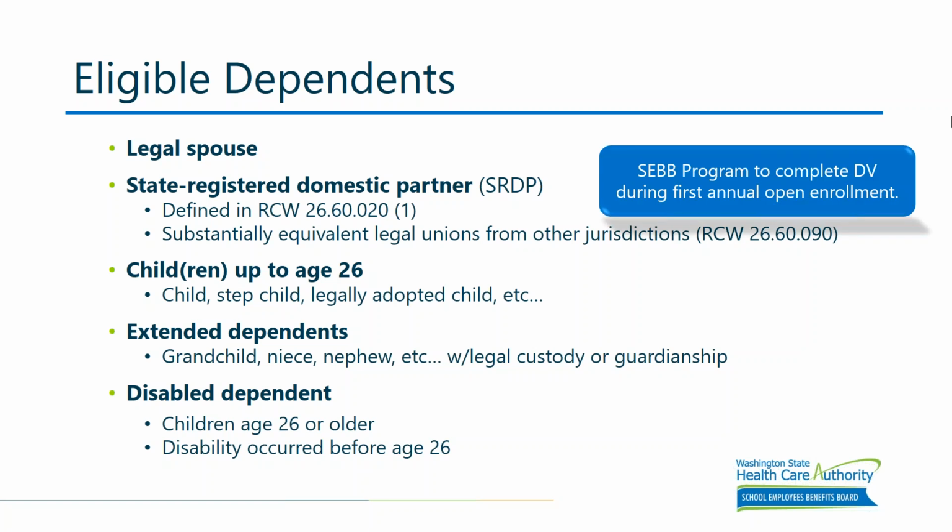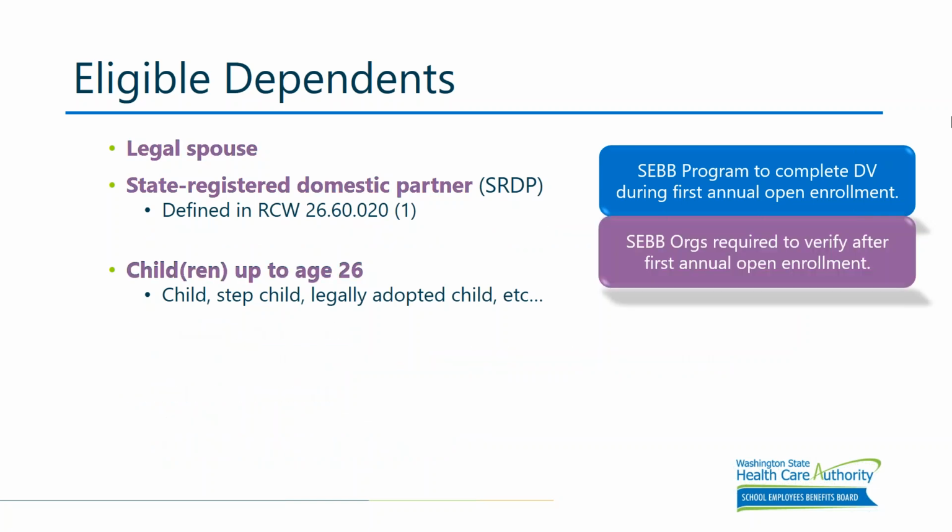Now, during first annual open enrollment, the SEBB program will complete dependent verification for all of these individuals. That is October 1st through November 15th. Now, starting November 16th, SEBB organizations will be required to verify legal spouses, Washington State Registered Domestic Partnerships, and children up to the age of 26. All other eligible dependents will be verified by the SEBB program.